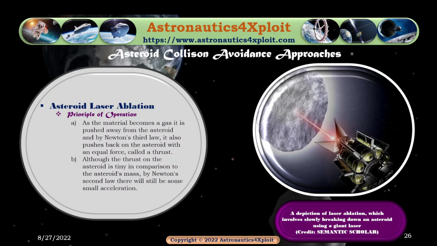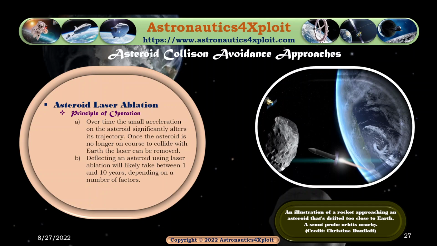Other principles are: as the material becomes a gas, it is pushed away from the asteroid, and by Newton's third law, it also pushes back on the asteroid with an equal force, called a thrust. Although the thrust on the asteroid is tiny in comparison to the asteroid mass, by Newton's second law, there will still be some small acceleration. This picture shows a depiction of laser ablation, which involves slowly breaking down an asteroid using a giant laser.